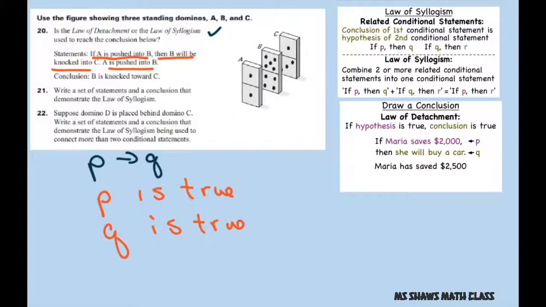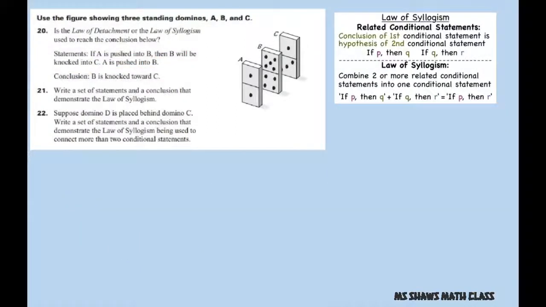And remember, P is your hypothesis and Q is your conclusion. So the conclusion is true because the hypothesis is true. That's the law of detachment. If the hypothesis is true, then the conclusion is true. Now we're going to write a set of statements and a conclusion that demonstrates the law of syllogism.